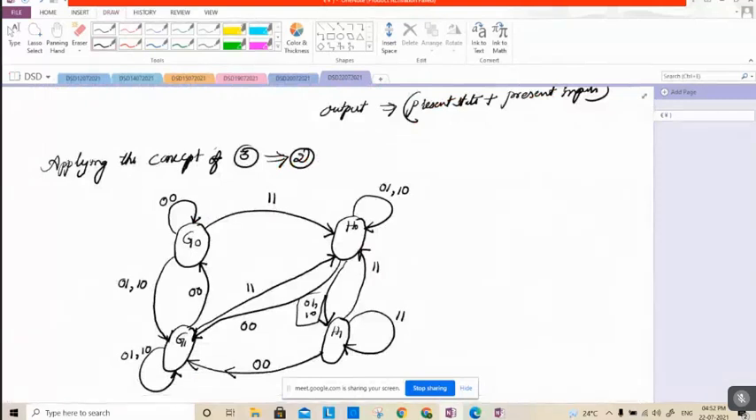Now, what we do is the concept of 3 and 2. With that, the output in this state is 0 always. Output in this state is 1 always. Output in H0 is 0 always, and H1 is 1 always. The denominator here represents the output.